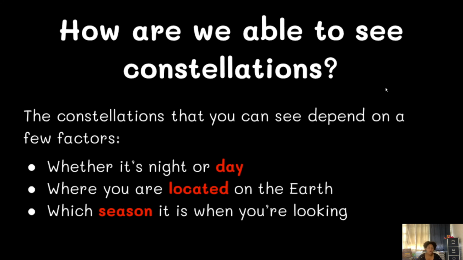So the constellations that we see depend on a few things. For one, whether it's night or day. Two, where you're located on Earth. And three, which season it is when you're looking. So we're going to dive into these a little bit more.